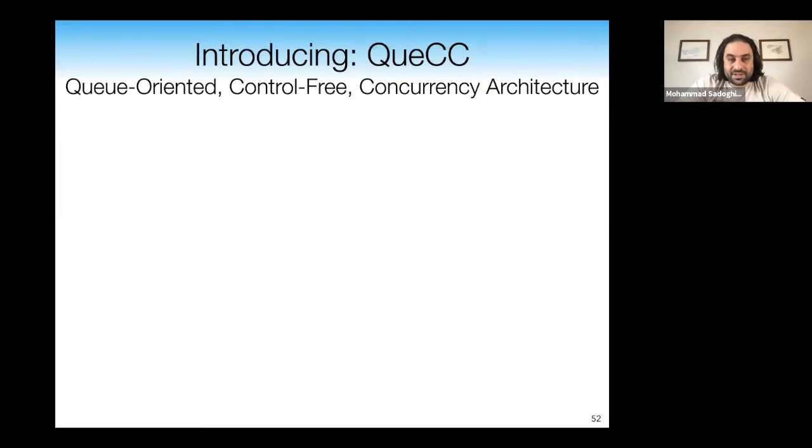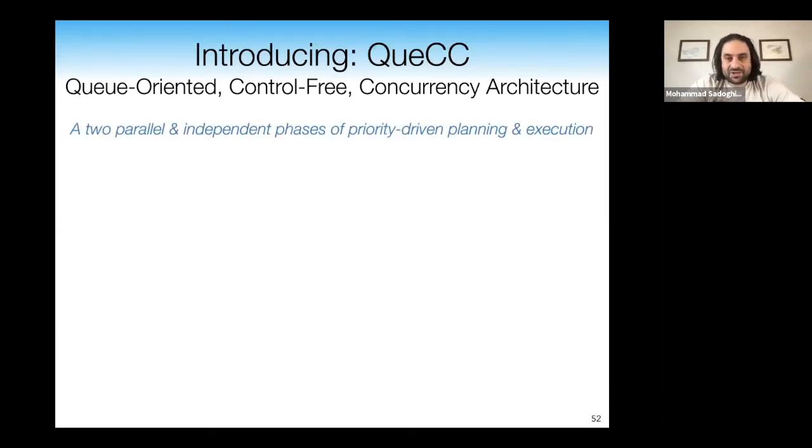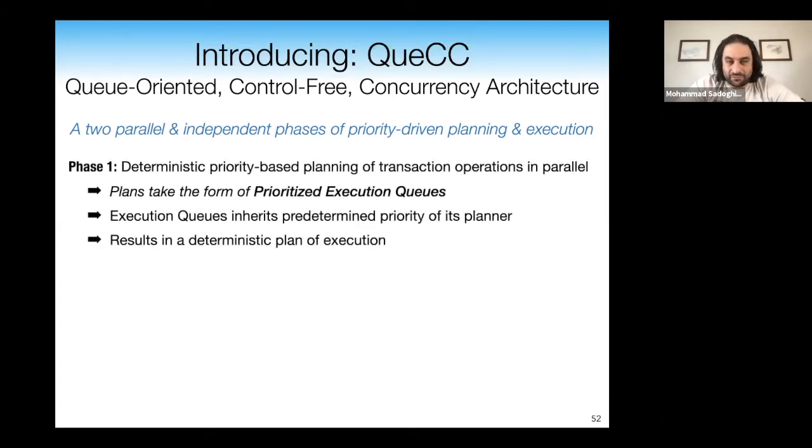This led to the queue-oriented control-free concurrency architecture, which looks exactly at that problem of eliminating concurrency control. The basic idea is that this protocol consists of two phases. One is called planning, one is called execution. We're going to go into the details of all of these.